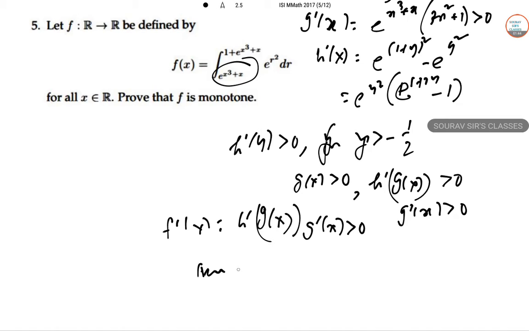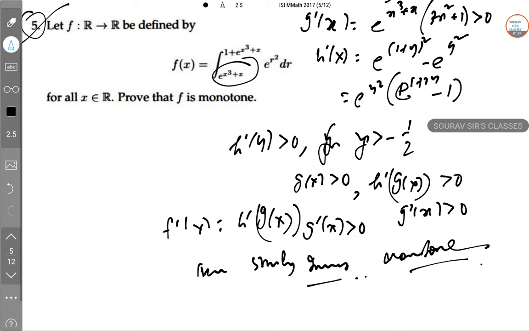Hence it is strictly increasing. Hence it's monotone. So monotonically increasing, so the first part is done.